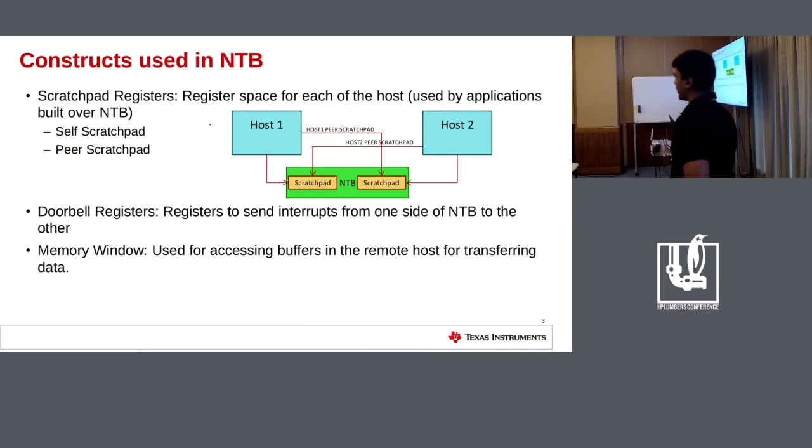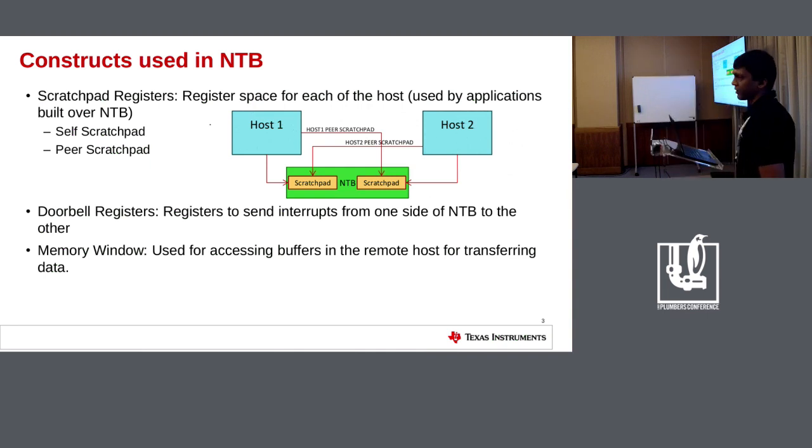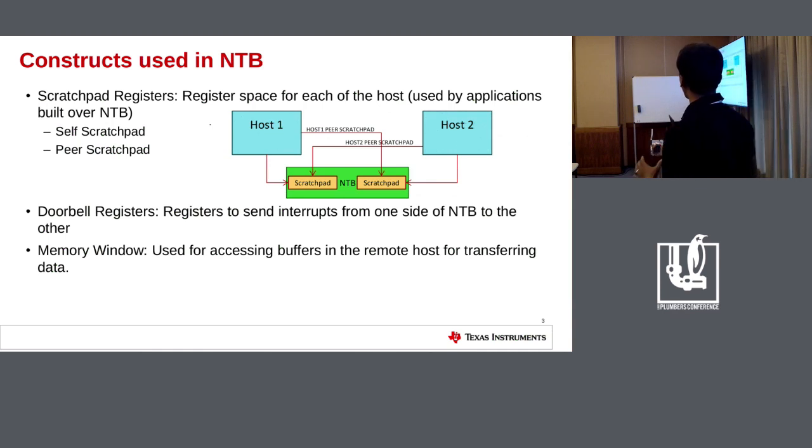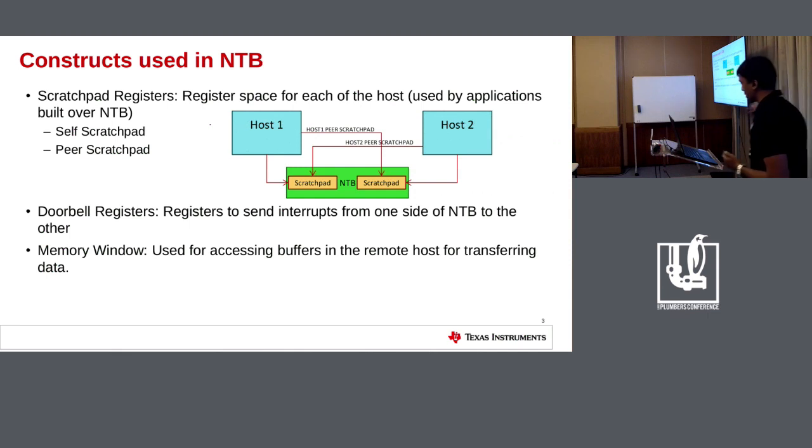And then they have doorbell registers. The doorbell registers are used to send interrupts from one side of NTB to the other side. So basically, host one can interrupt host two using the doorbell register. And then there are memory windows. The actual transfer of data between the two hosts will happen using these memory windows. So these are the primary constructs using which both the hosts can communicate with each other.